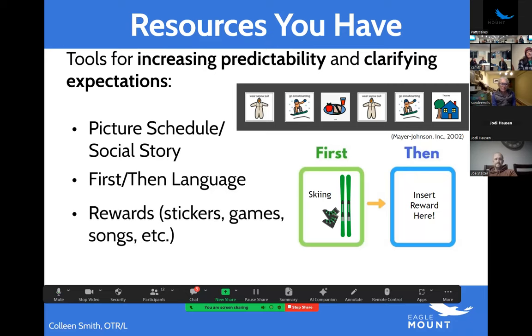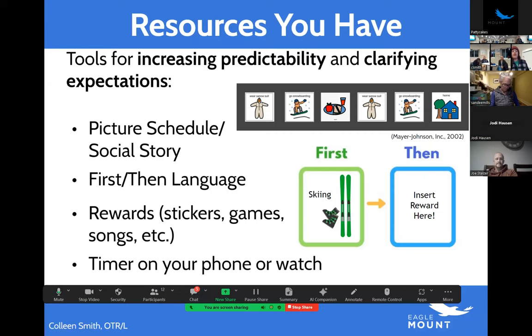You can use rewards, and those can be stickers. We have a treasure trove of stickers. And sometimes kids like putting stickers on their volunteer's helmet, if you're open to that kind of thing, and it helps with the relationship too. We do a lot of that. And then that timer, always remember you have the timer, and you can always call us for help.